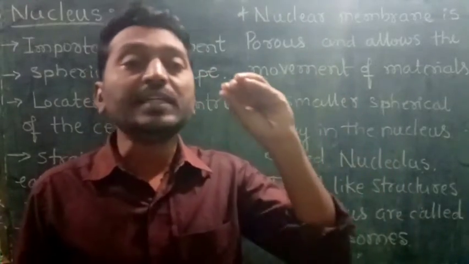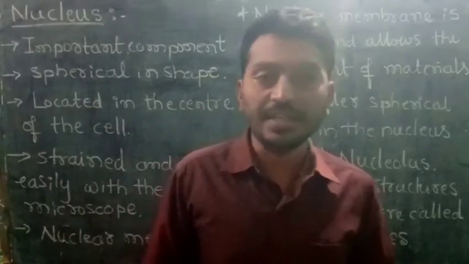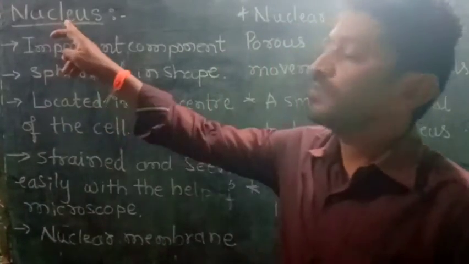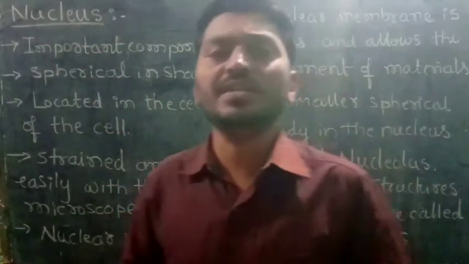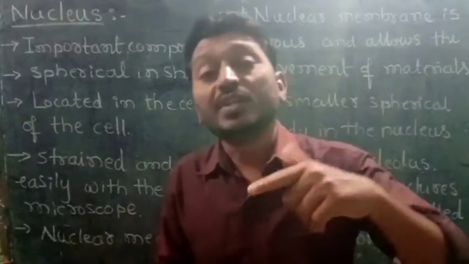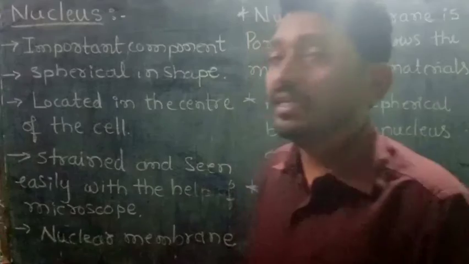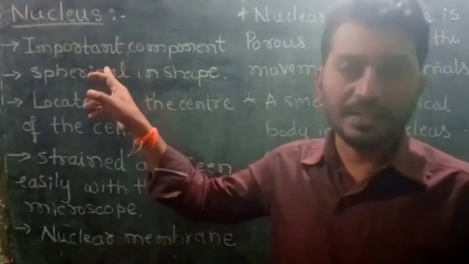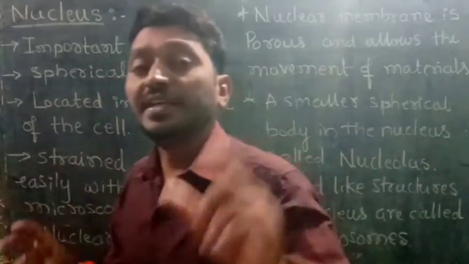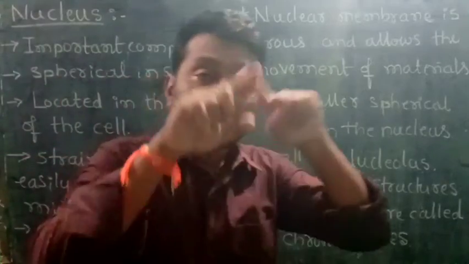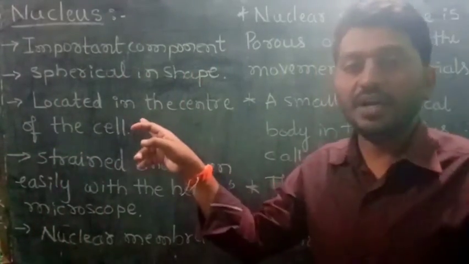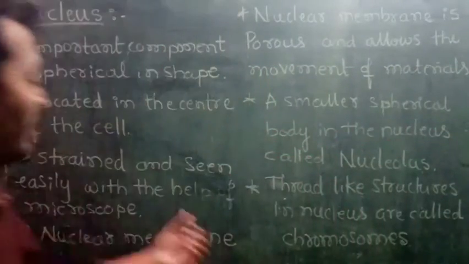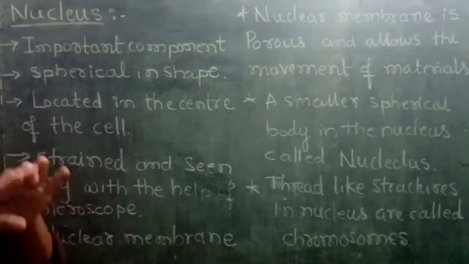You will study these organelles in detail in the higher studies. Then I'll come to the third important component of a cell, that is the nucleus. What is the nucleus? How is it useful, and what is the composition of the nucleus and its main function? Firstly, it's an important component of a cell, and it is spherical in shape. The nucleus is located in the center of the cell, and here the nucleus can be stained.